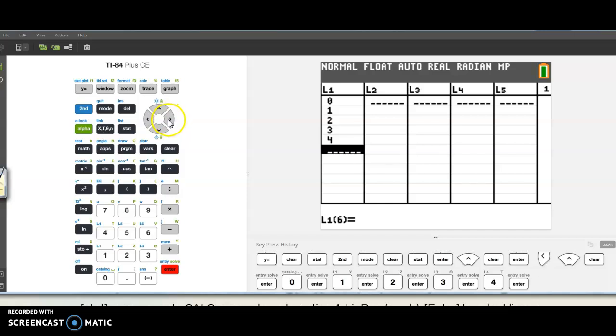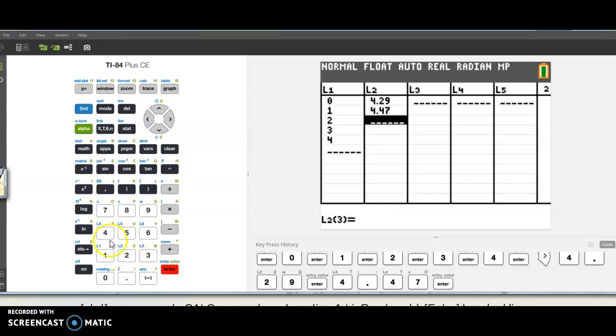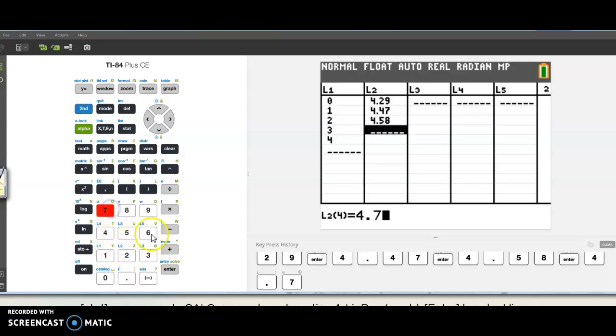Then I can go over using my arrow to my list 2, which are the Y values, so 4.29. And you'll notice I'm pushing enter between each and every one of these. 4.47, 4.58, 4.76, and finally 5.13.